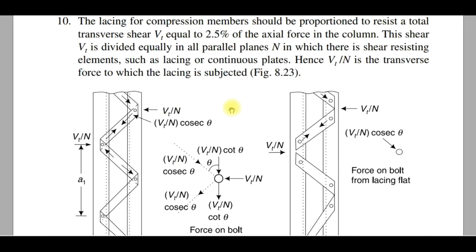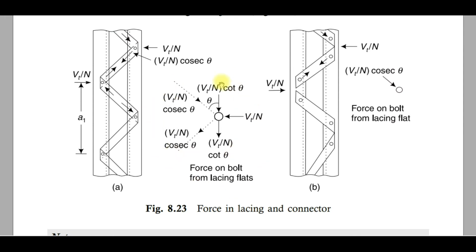For that, this force diagram is important. Also you see there are two different types of connection: these two lacing bars are connected on a single bolt, and here one lacing bar is connected on a single bolt and another is on another bolt. Depending on this type of connection, the force on the bolts depends. Because in connection design, we have to design the bolts so that the bolt will be sufficient to carry the load coming through this lacing bar.